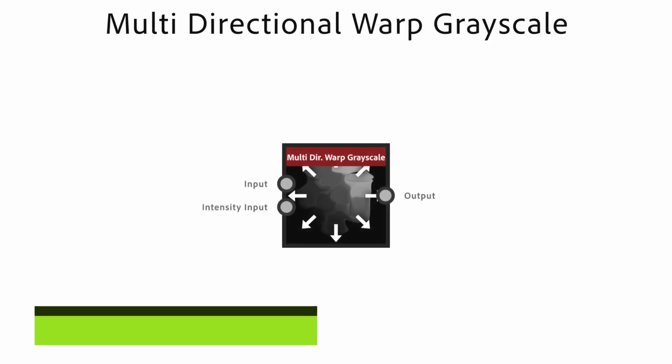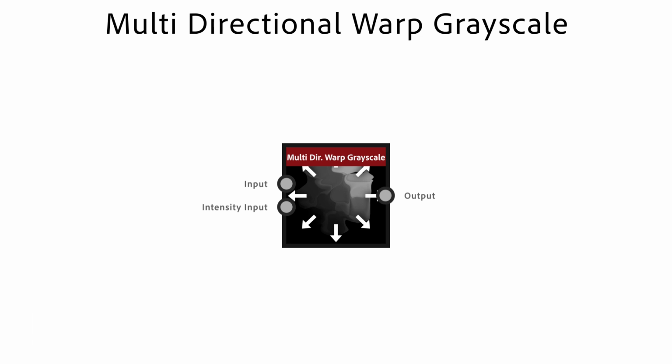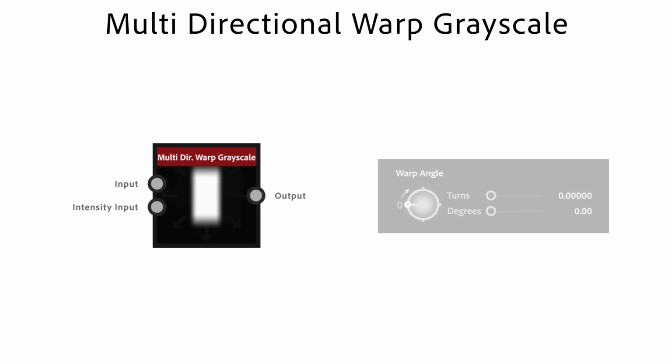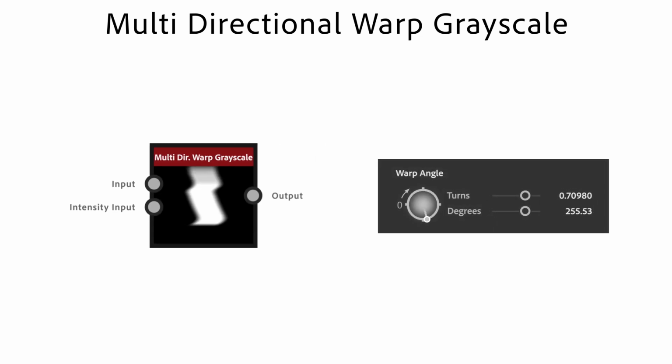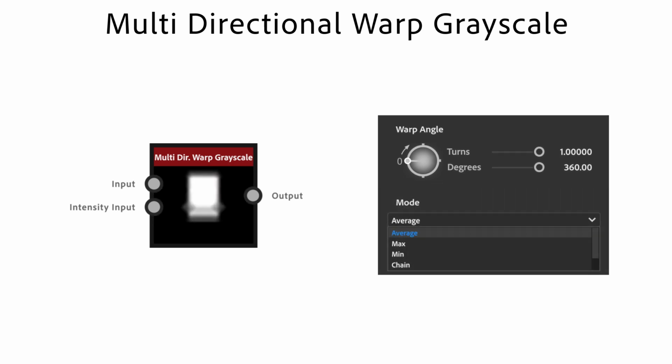The multi-directional warp node is a great node to warp shapes in an interesting way. It distorts your shape in a few set directions based on an intensity input. Warp angle is used to adjust the warp directions. With mode, I have control over the blending behavior.